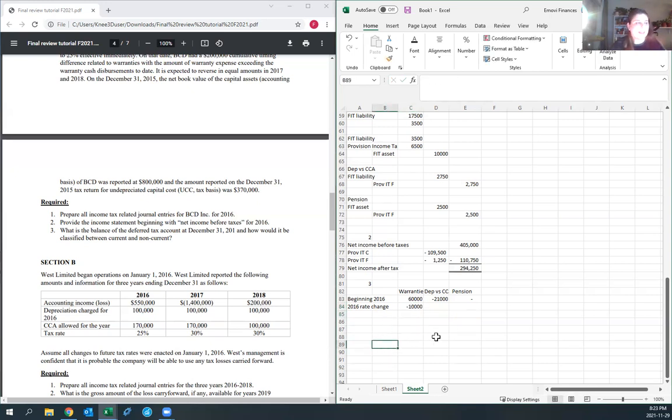Yeah, reduce it by $10,000. For my depreciation versus CCA, it reduced my liability by 3,500, and there was no effect on my pension. And then for my temporary differences for 2016, for warranties, there was nothing. For my depreciation versus CCA, it decreased my liability by 2,750. And for my pension, it created an asset of 2,500.